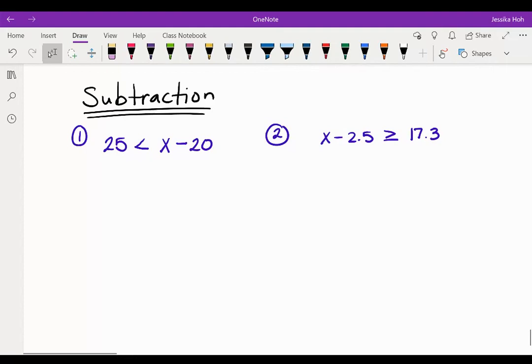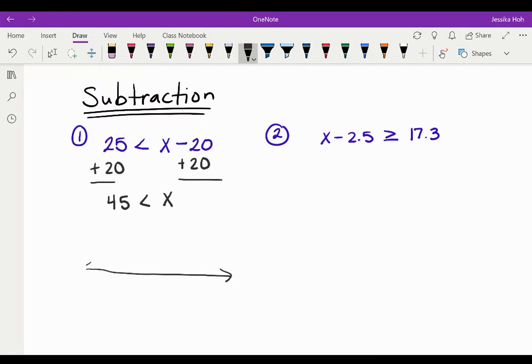All right, next we have subtraction. So I'm going to look to the side that has the variable, and it's not on the left that we normally have it, it's on the right. So I'm going to look over here to the right, and I'm going to add 20 to both sides because it's subtraction and do the opposite, which is addition. This leaves us with 45 is less than x.